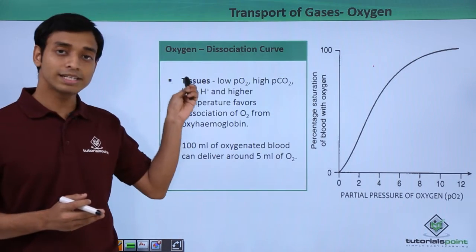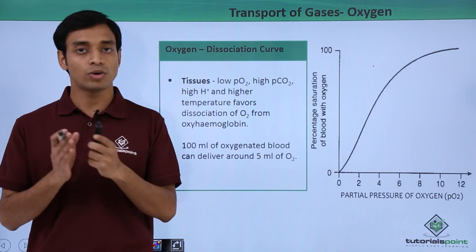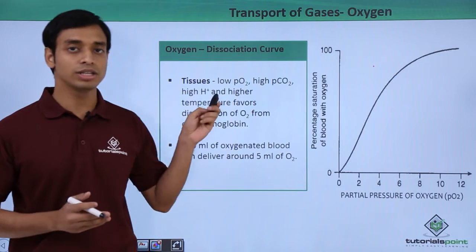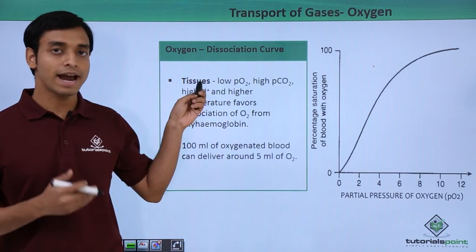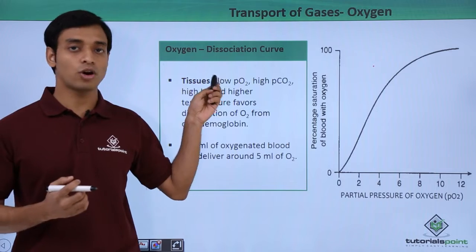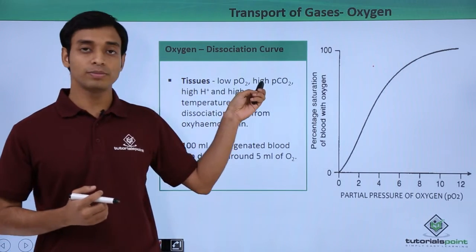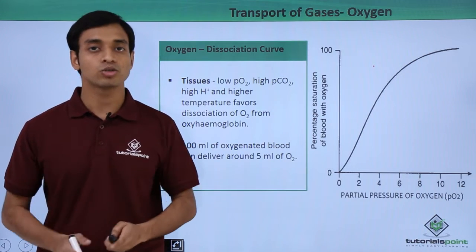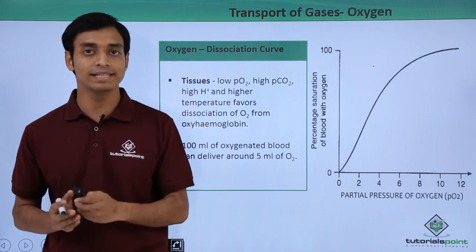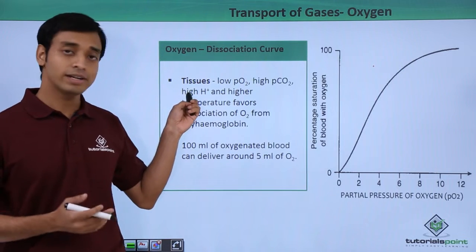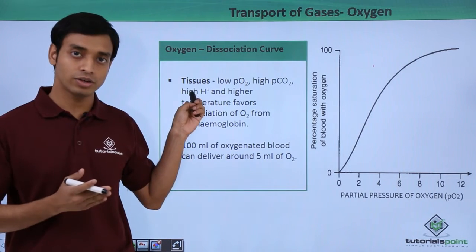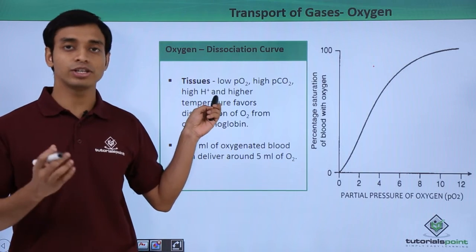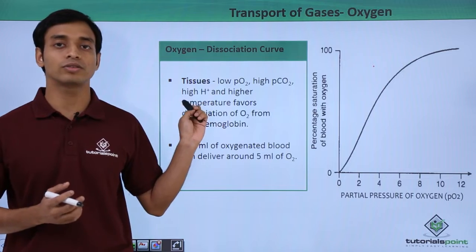Now let's see what is happening at the tissues. We have looked into the conditions which favor the formation of oxyhemoglobin at the alveoli. Now let's see the conditions at the tissues. At the tissues, the partial pressure of oxygen is quite low, whereas the partial pressure of carbon dioxide is high, because we know that after metabolism carbon dioxide is released. So the partial pressure of carbon dioxide in the cells and the tissues is quite high. The hydrogen ion concentration in the tissues is also high, and the temperature is also quite high as compared to that of the alveoli.